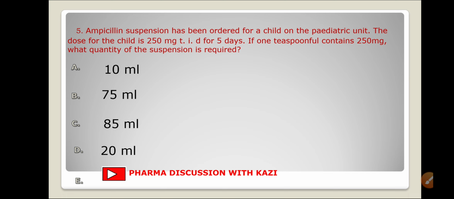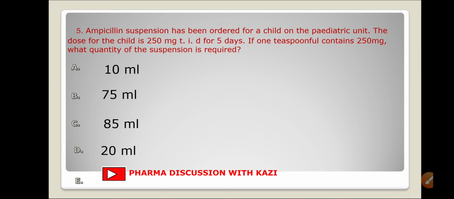Ampicillin suspension has been ordered for a child on the pediatric unit. The dose for the child is 250 mg TID for 5 days. If 1 teaspoonful contains 250 mg, what quantity of the suspension is required? The options are 10 ml, 75 ml, 85 ml, 20 ml. It is a numerical problem.